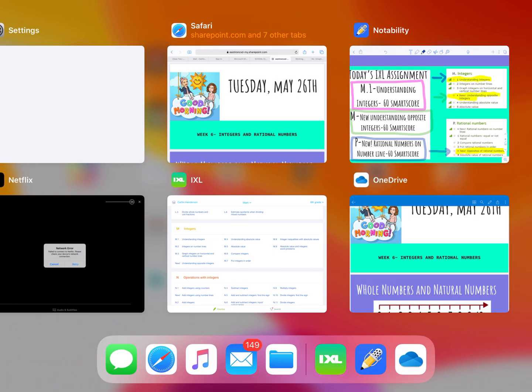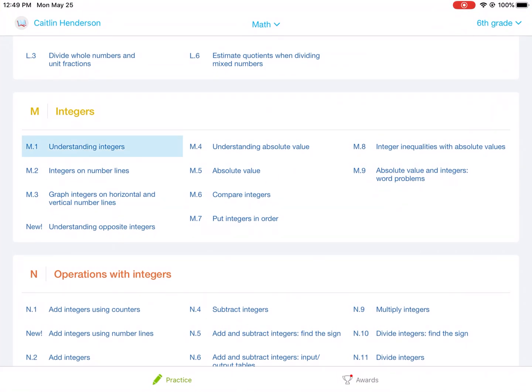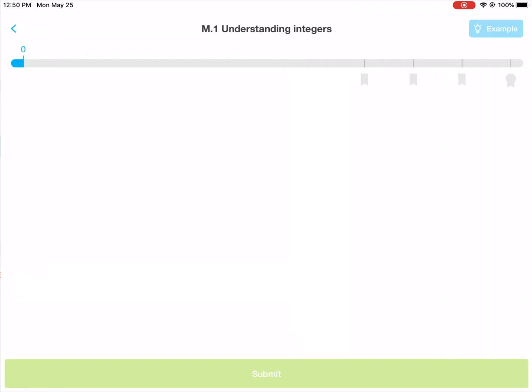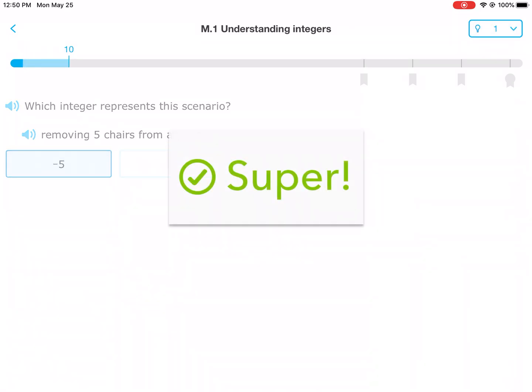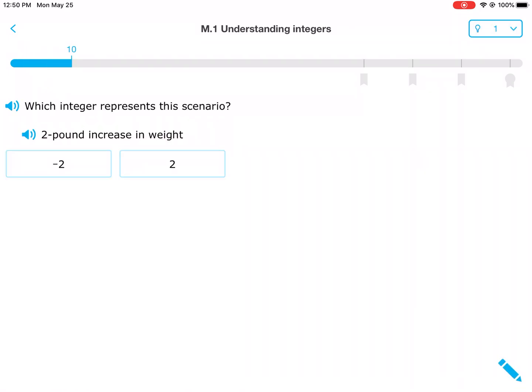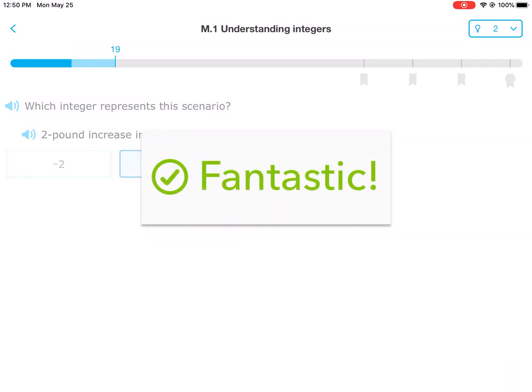So let's see. All right, so we have M.1, understanding integers. So basically what they're going to do in these problems, guys, is they're going to give you a real world scenario, and you have to recognize if a negative integer or a positive integer would best represent the situation. So removing 5 chairs from a table, you're taking away, negative's taking away, okay? Think of negative as like taking away, whereas a positive is a gain or adding on. So a $2 increase, you're adding on 2.